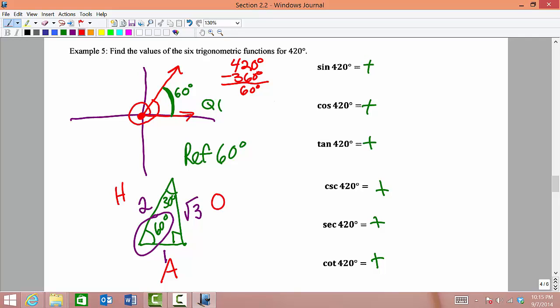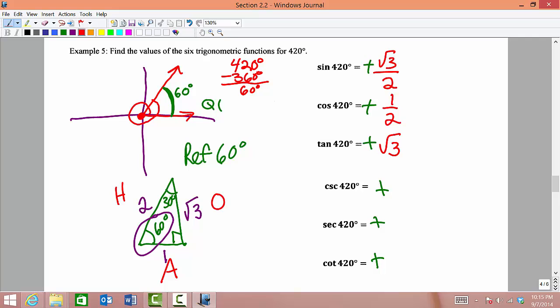So sine of 420 degrees will be positive, and it will be opposite, so that will be square root of 3 divided by the hypotenuse, which is 2. Cosine will be adjacent over hypotenuse, which will be 1/2. Tangent is opposite over adjacent, so I get square root of 3.